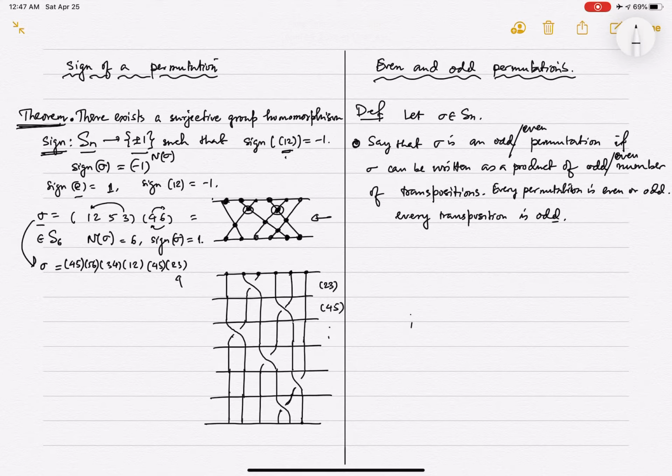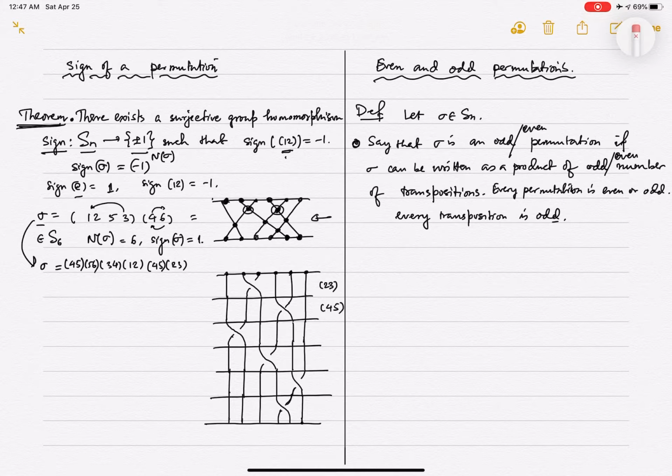But I'm not saying yet that it cannot be both even and odd. Of course, it's going to turn out that nothing can be both even and odd. In fact, it's going to turn out soon that the even ones are exactly the ones with sign equal to 1, and the odd ones are exactly the ones that have sign equal to -1. And we almost indicated that already. But hold on just a little more, and we'll see that.